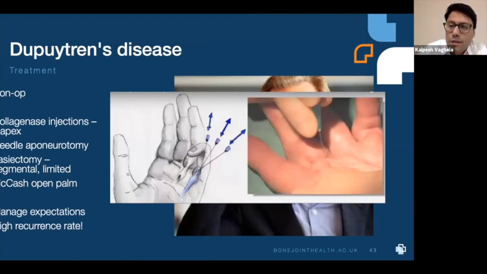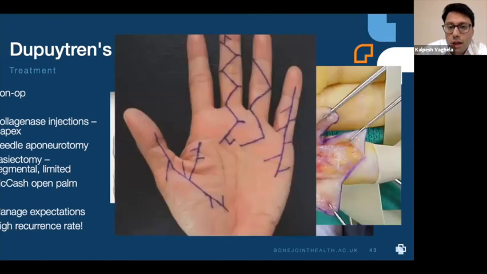Then we go into the more invasive treatments for Dupuytren's. You've got something called segmental fasciectomies or limited fasciectomies. Can be done by various approaches.